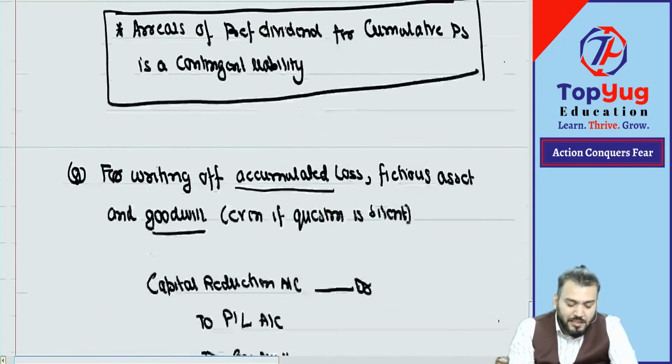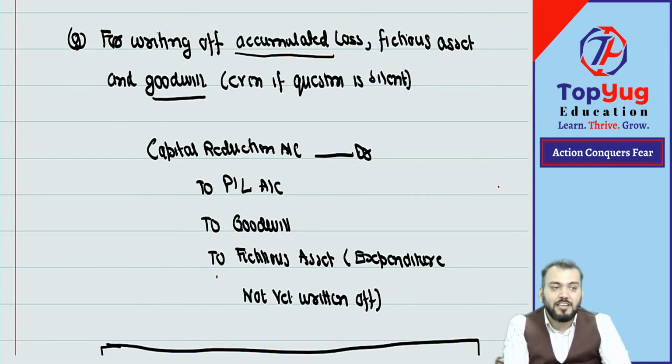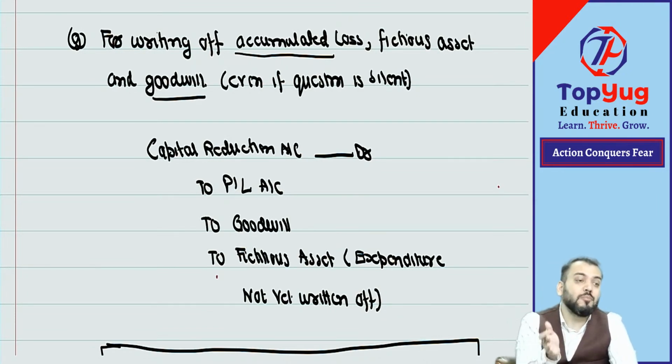Then the last point we have done is writing off accumulated losses, fictitious asset and goodwill, if any. This journal entry will be done even though not specified in the question, because this is the objective of the chapter. What is the journal entry? Capital reduction account debit to PL, to goodwill, to fictitious asset. Nowadays there is no concept of fictitious asset. It might happen they have not given any fictitious asset in the question. I am just informing you for the margin of safety, because they may take any question from the old syllabus.